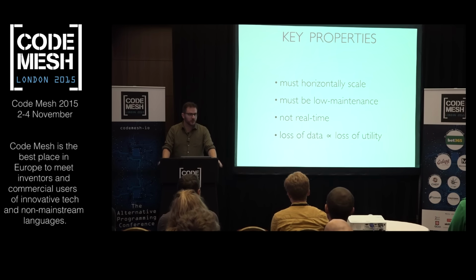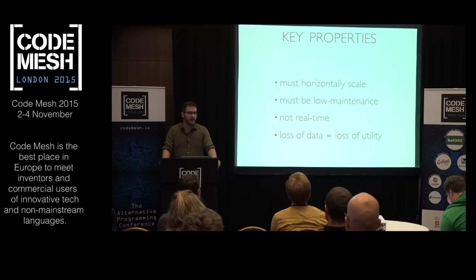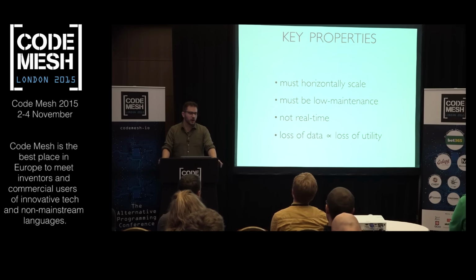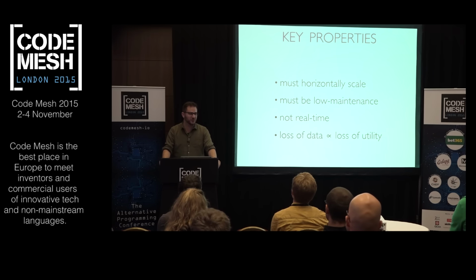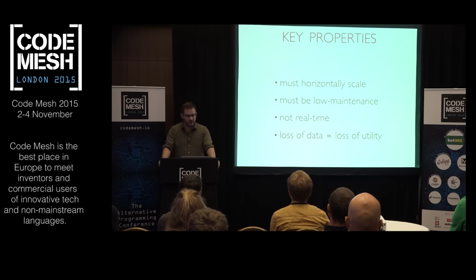And the most important thing was that the loss of data was directly proportional to the loss of utility. This is something where we're trying to do high-level pattern analysis. And so losing 1% of the data would lose us at most 1% of the utility of this data. This is very different than if we were doing payment processing, where losing 1% of the data would lose us the entire thing. And so this makes the job much easier, which is exactly what we want.